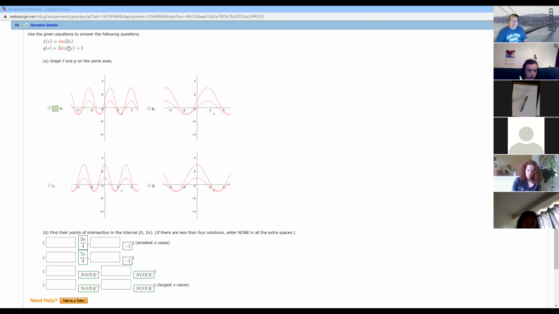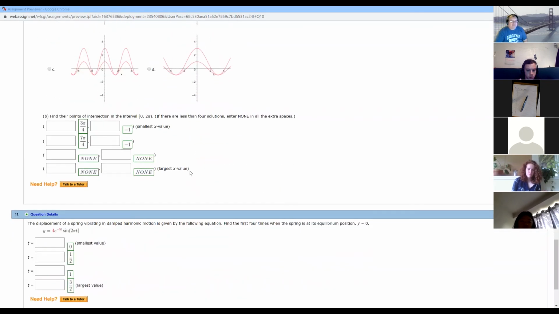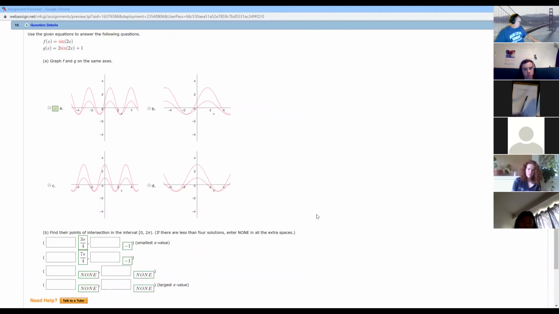If you really were thinking about it, couldn't you just plug them into your calculator and have a look at the picture and see which one matches? Adjust the window a little bit and you could do it that way. The part that's probably going to cause you trouble is find the points of intersection in the interval 0 to 2 pi. So I am looking at the sine of 2x and then 2 times the sine of 2x plus 1.